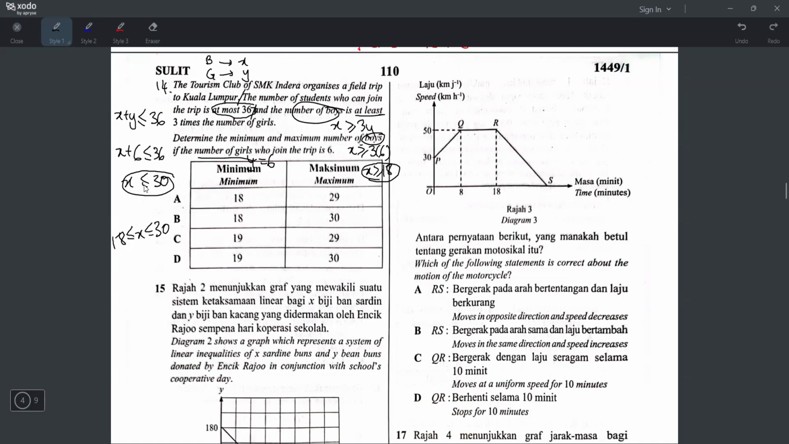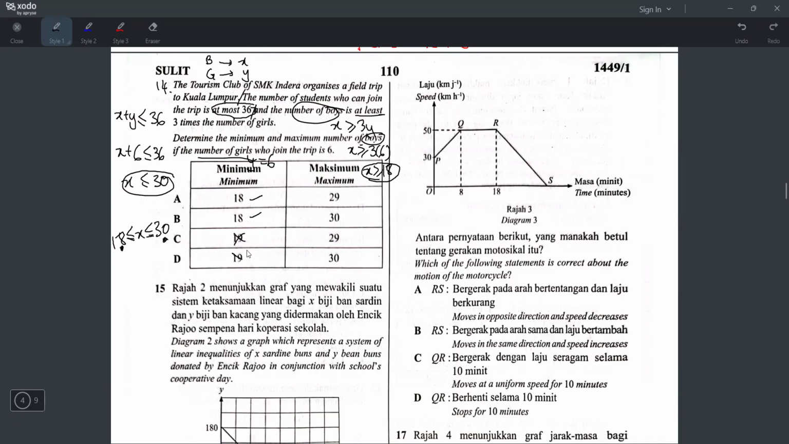30 lah. Okay, so the minimum X value, it means your X answer will be 18, 19, 20, 21, 22, 23, 24 until 30. And the 18 and 30 included, termasuk. Okay, yang 18, 30 ni ada termasuk tak? Ada termasuk. Kenapa? Sebab dia ada line bawah macam ni. So 18 and 30 is included. So the minimum value for X is 18.